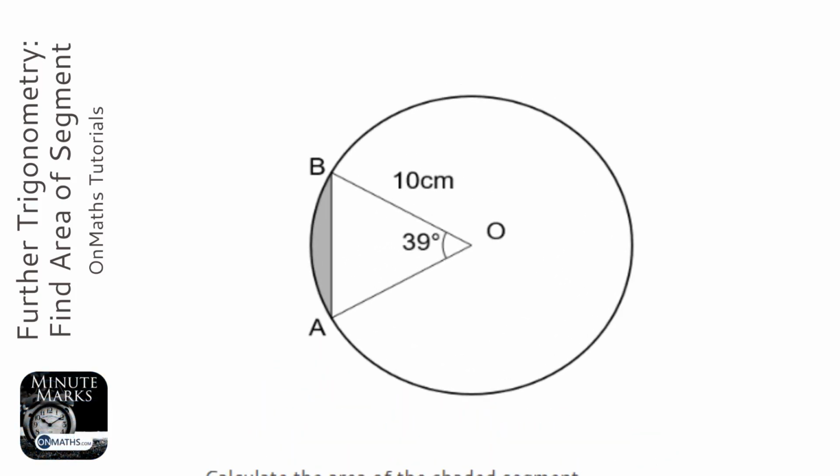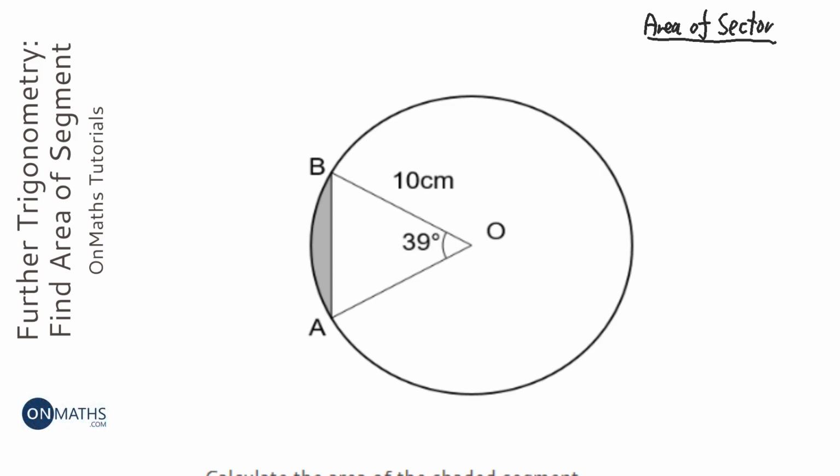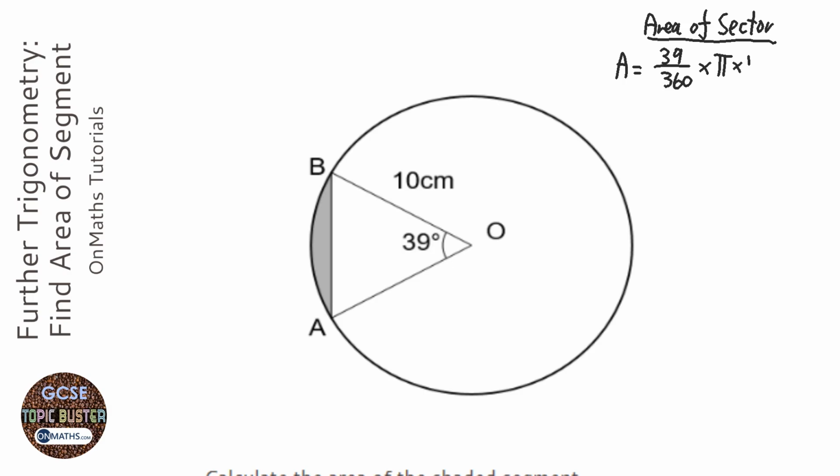Okay, this seems like quite a simple question, but actually it's got quite a few different things we need to do. So first thing I'm going to do is find out the area of the sector. Now the sector is like a slice of pizza, so it's the whole thing. And the way of doing that is you do the angle over 360 times pi r squared, so pi times 10 squared, because 10 is our radius.